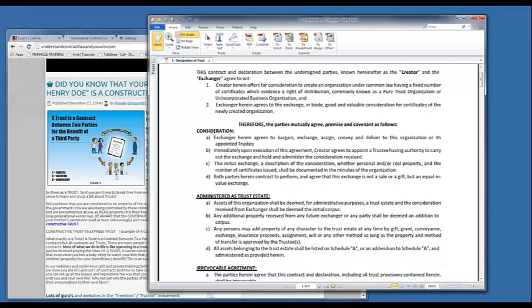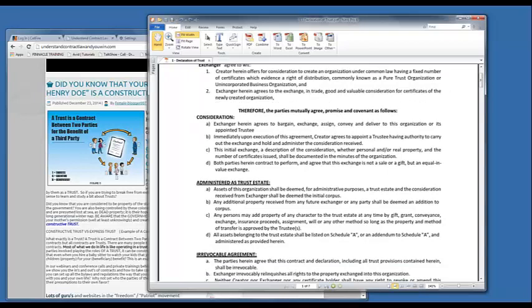Consideration. Exchanger herein agrees to bargain, exchange, assign, convey, and deliver to this organization or its appointed trustee. Immediately upon the execution of this agreement, Creator agrees to appoint a trustee having authority to carry out the exchange and hold and administer the consideration received. The initial exchange, a description of the consideration, whether personal and or real property, and the number of certificates issued shall be documented in the minutes of the organization.